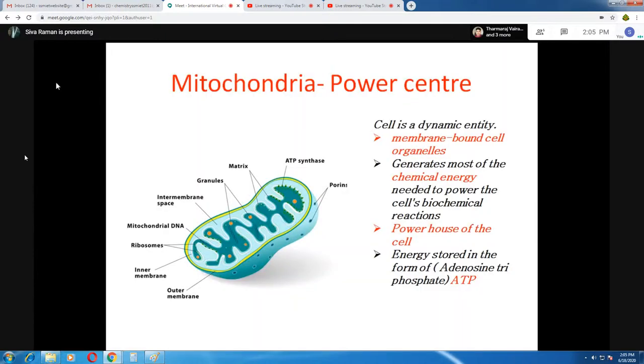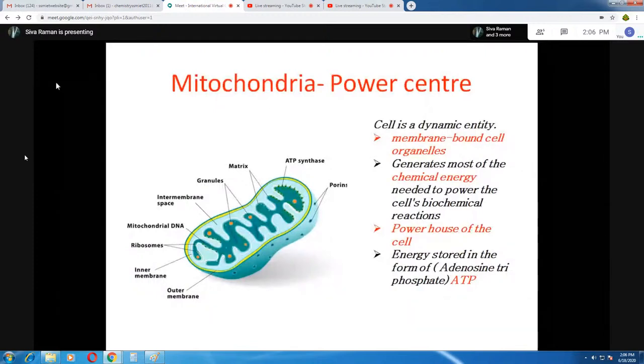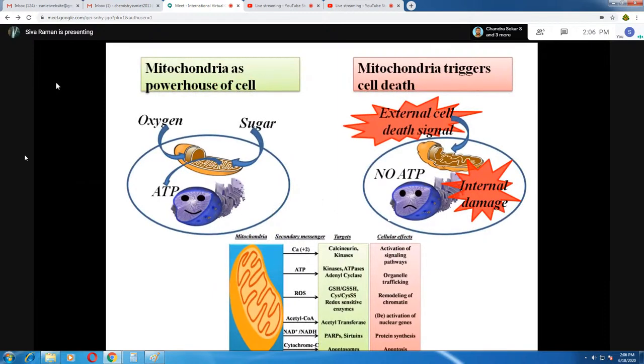Now, the structure of the mitochondria. There is an outer membrane and an inner membrane. Each mitochondrion is surrounded by membranes: one is the outer membrane, another is the inner membrane, and in between these two is the intermembrane space, where some fluid is present. Inside the mitochondria, the mitochondrial DNA plays a major role in every biochemical reaction as well as biological processes. Next, I am moving to why mitochondria is termed the powerhouse of the cell.